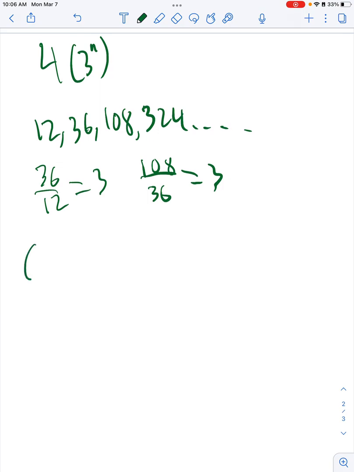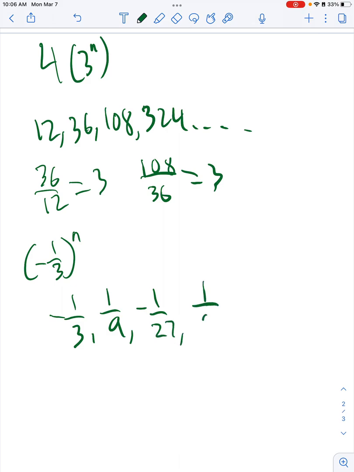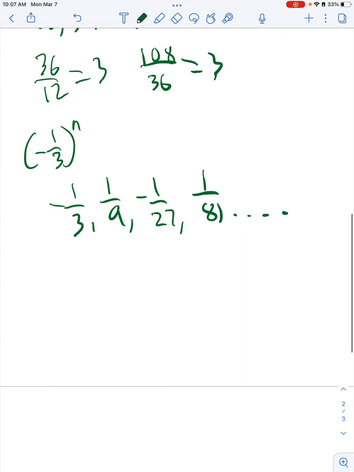Just another example, you can also have numbers that are decreasing, so maybe negative 1/3 to the nth power. So our sequence, again, when the ratio is negative, is going to alternate between positive and negative. Those are just a few examples of a geometric sequence.